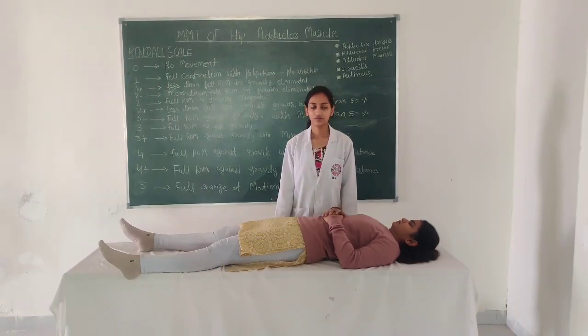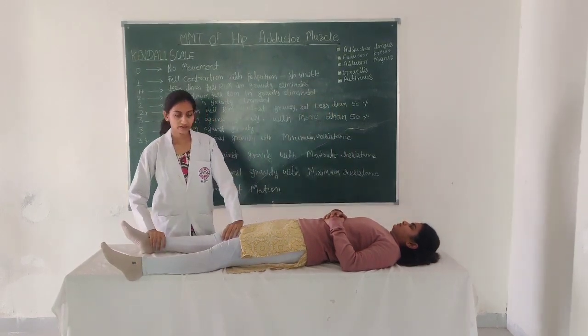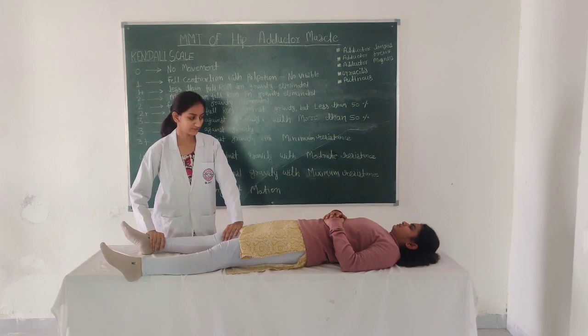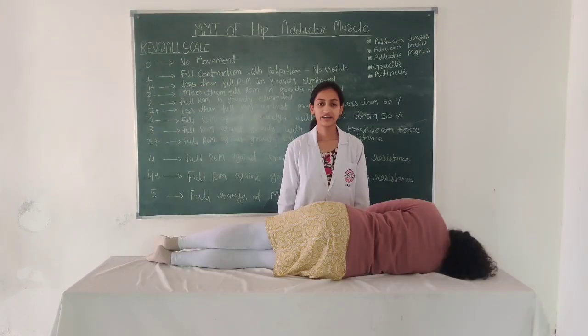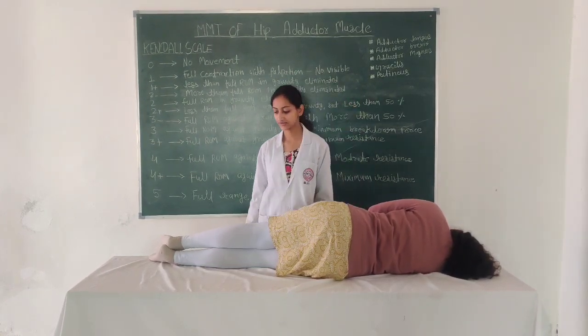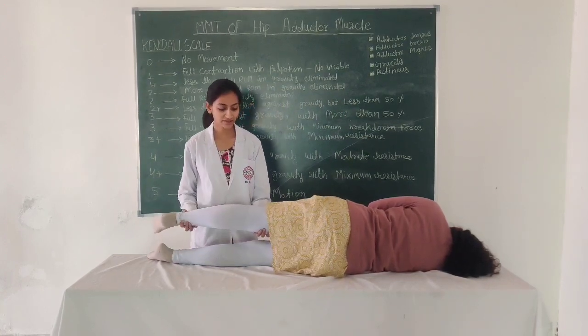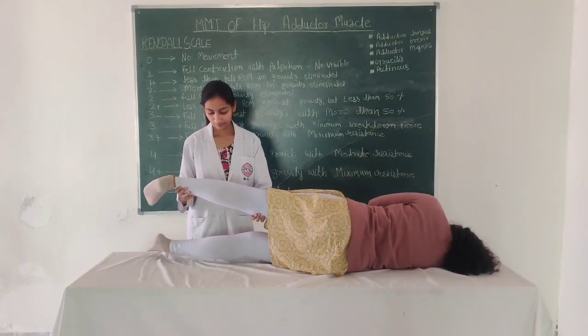Grade 2, full range in gravity eliminated. Therapist holds the patient's right leg and asks the patient to adduct the left leg. Grade 2 plus, less than full range against gravity. Patient position is side-lying. Therapist lifts the patient's left leg and asks the patient to lift the right leg.